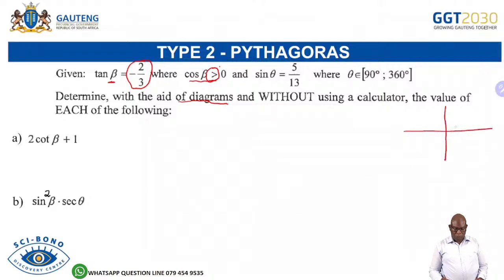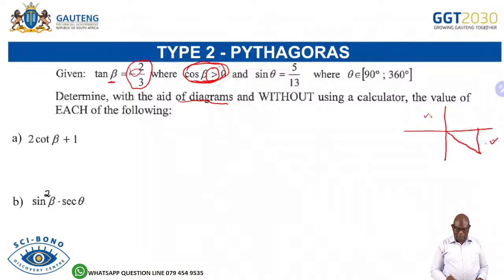So my first sketch that I'm going to draw is of beta. Where is the tan negative? My tan is negative in the second quadrant and the fourth quadrant. That's where my tan is positive. But they say my restriction for that should be the cos in that quadrant where the tan is negative. The cos is positive. So in these two quadrants, where is the cos positive? In the fourth quadrant. So my sketch must be in the fourth quadrant. Right? Because that's where the tan is negative, the cos is positive. So my sketch will be there.